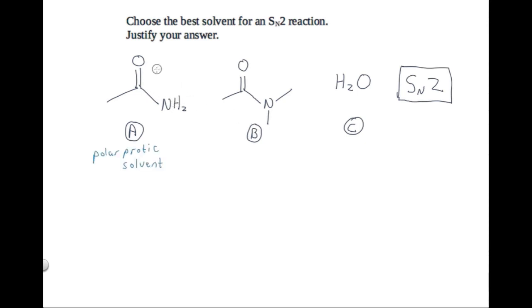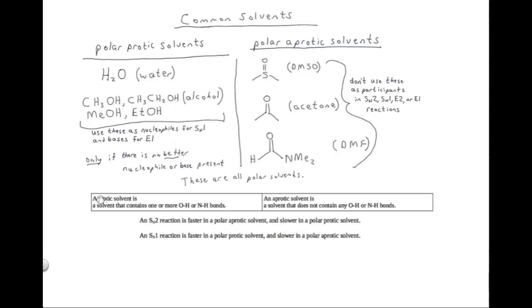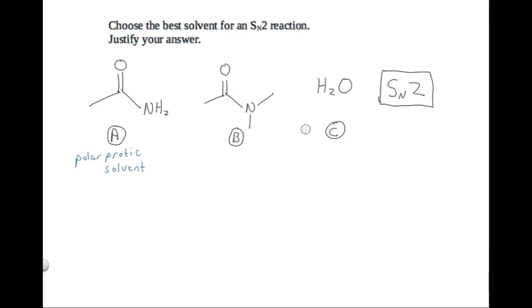This solvent is not a solvent that was specifically mentioned in our chart of solvents earlier. But even though we haven't seen this solvent before, we can recognize that it is a protic solvent because it has an NH bond. Remember, a protic solvent is a solvent that contains one or more OH or NH bonds. On the other hand, this solvent contains no OH or NH bonds, so this is a polar aprotic solvent.